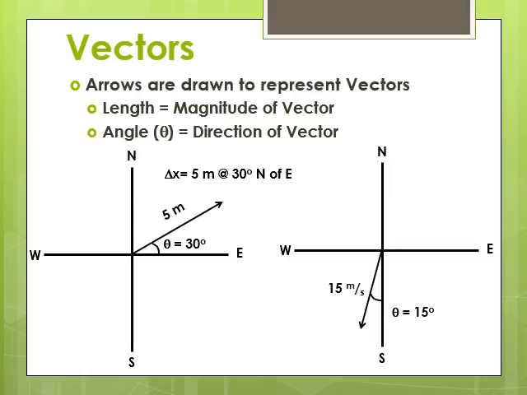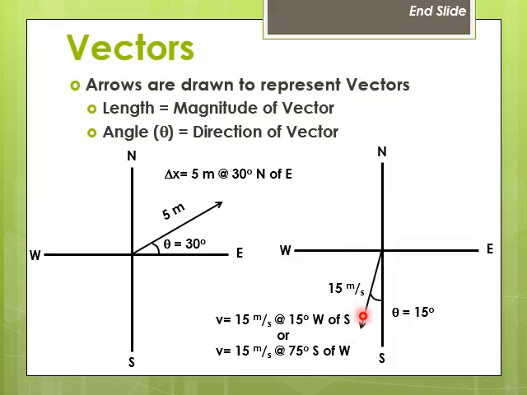So here we have another vector. It's going to be 15 meters per second, and our angle this time is 15 degrees. So this angle right here, if we look at our vector, we got south and west. We're in the southwest quadrant here. If we start from south, because that's where our angle is, we would say our vector is to the west of south. So the velocity is going to be 15 meters per second at 15 degrees west of south. We could also identify the vector as being south of west, but we'd have to use this angle over here, so it'd be 75 degrees south of west.